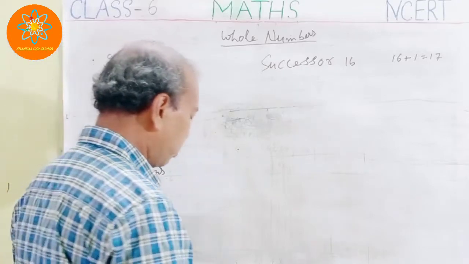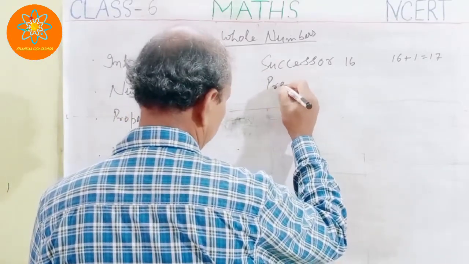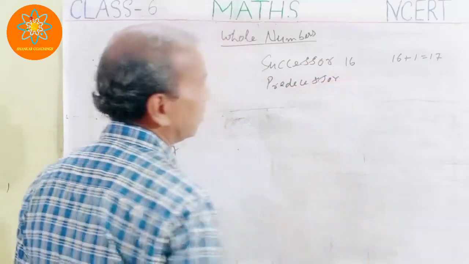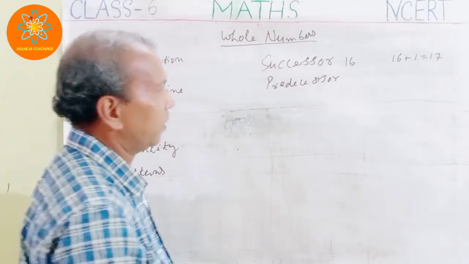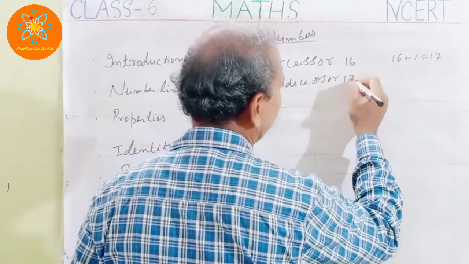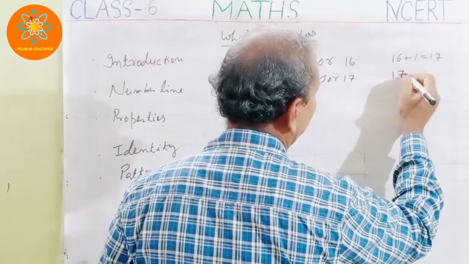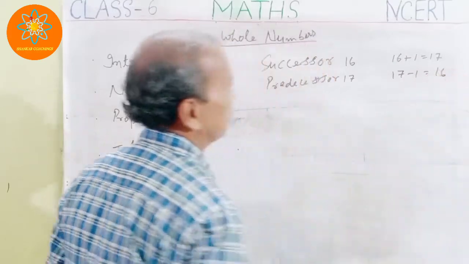Now let's suppose I am interested in the predecessor. Let's suppose I am interested in the predecessor of 17. So what is the value of the predecessor of 17? I will subtract 1. So 17 minus 1, that is your 16.